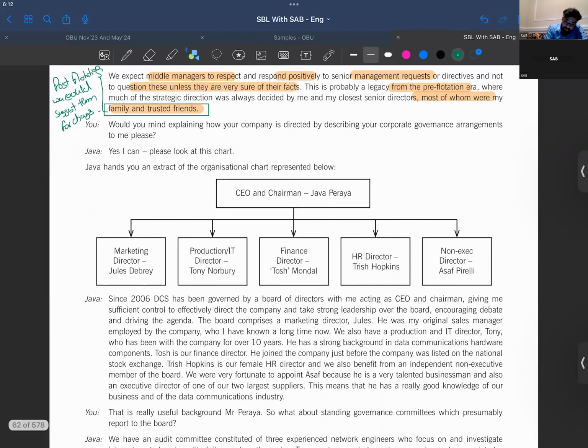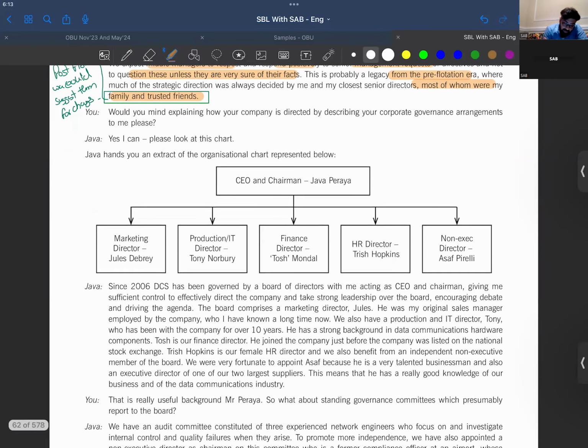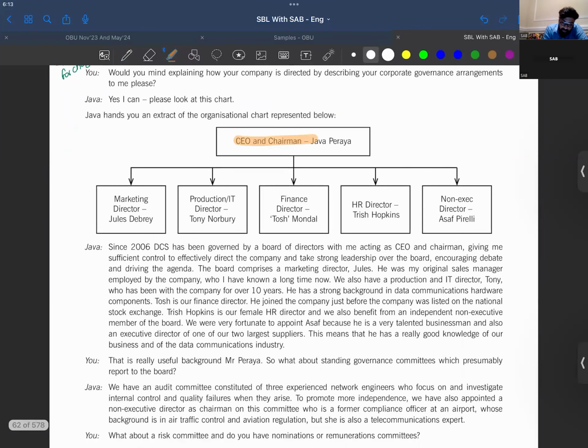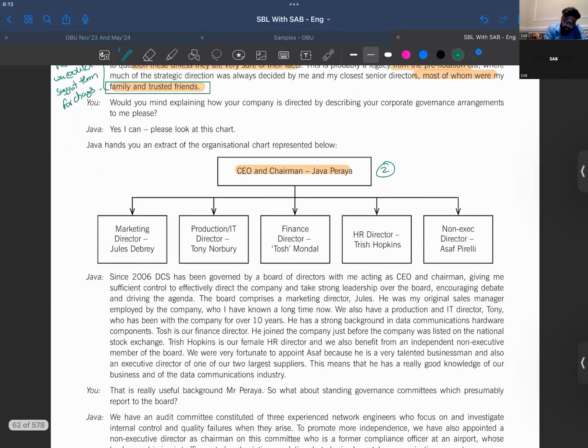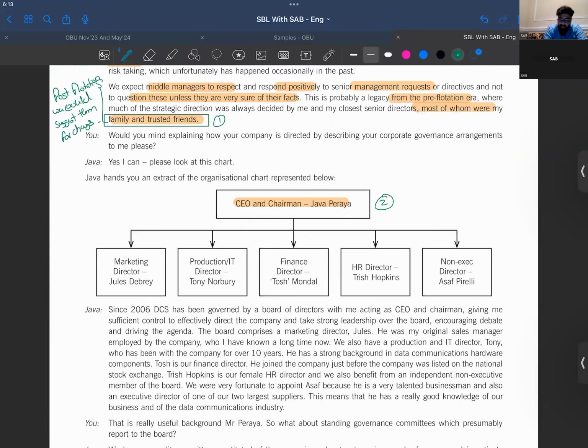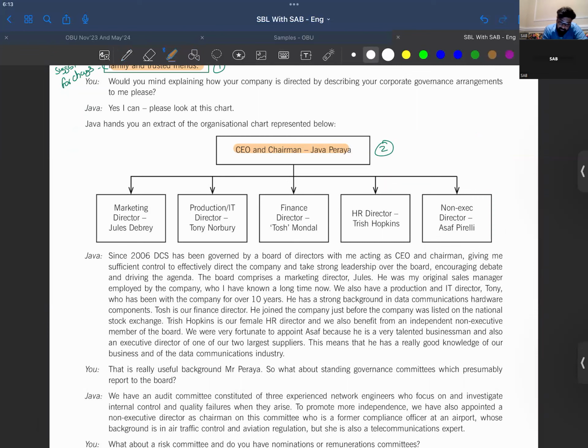Would you mind explaining how your company is directed and describing corporate governance arrangements? Yeah. So CEO and chairman, Java Puraya, is one issue. Another issue is this: one is family and friends. Second is that the CEO and chairman should not be the same person, right? Now, the marketing director is Jules Debris, Tony Norbury, Tosh Mondal, finance director, Trish Hopkins, and Asaf Pirelli, NED.